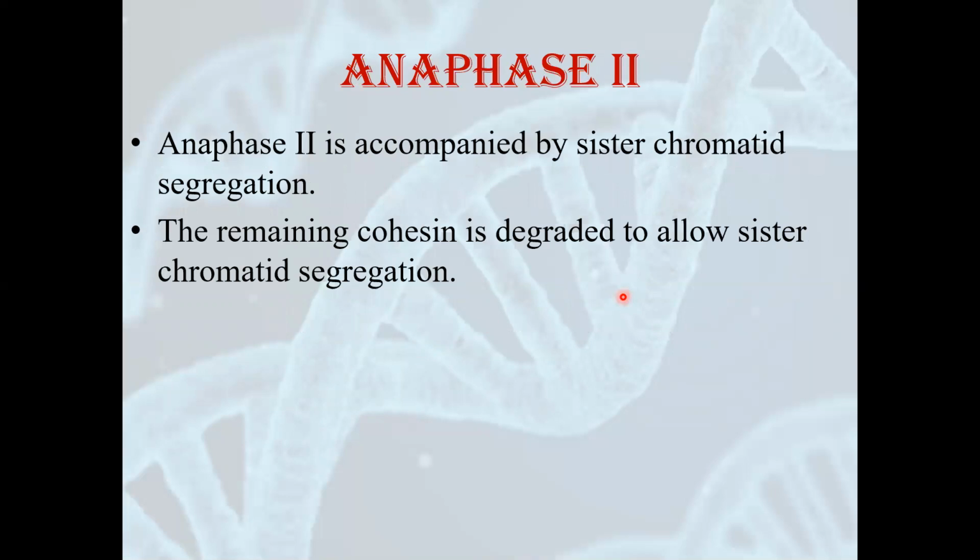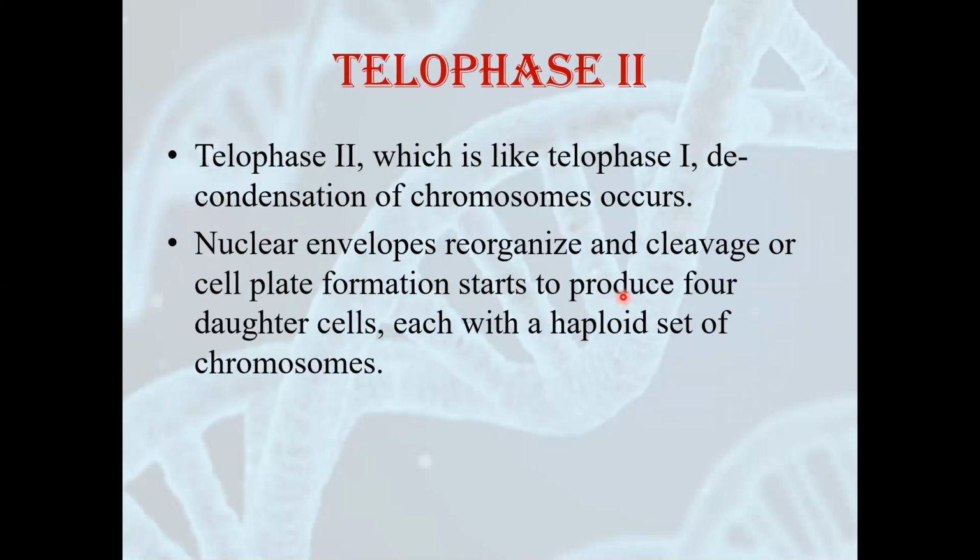Anaphase 2. Anaphase 2 is accompanied by sister chromatid segregation. The sister chromatids will separate, and they will go to the opposite poles. The remaining cohesin will be degraded so that sister chromatid segregation can occur properly.